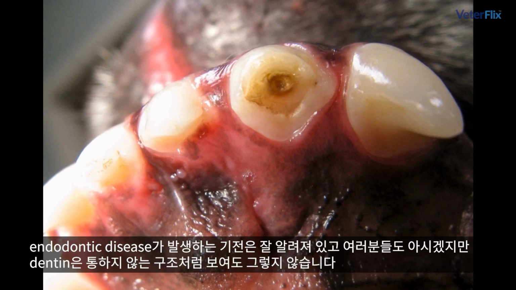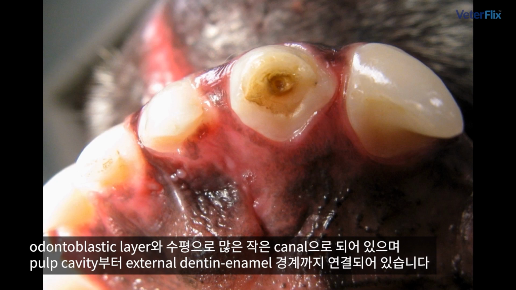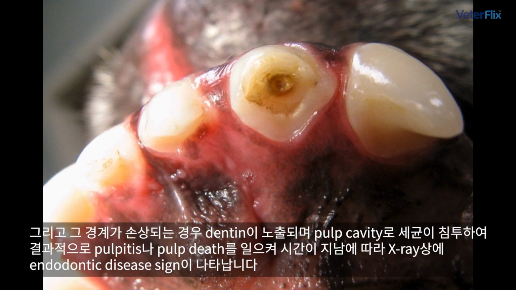And the mechanism by which that occurs is commonly known, and I'm sure many of you have been exposed to this previously, where dentin, although it appears to be impervious, is not. Multiple little canals traverse from the odontoblastic layer, which lines the pulp cavity, into the external dentin enamel interface. And when that interface is compromised, the dentin's exposed, and the oral bacteria have a chance to get into the pulp cavity, consequently cause pulpitis and or pulp death, and classically signs of endodontic disease will show up radiographically over time if that occurs.